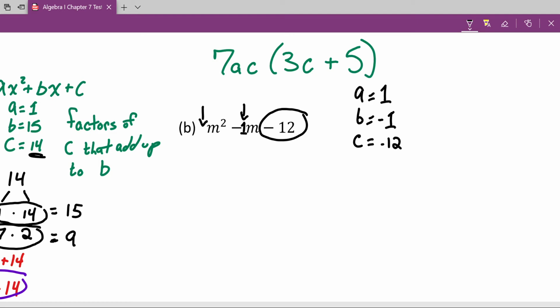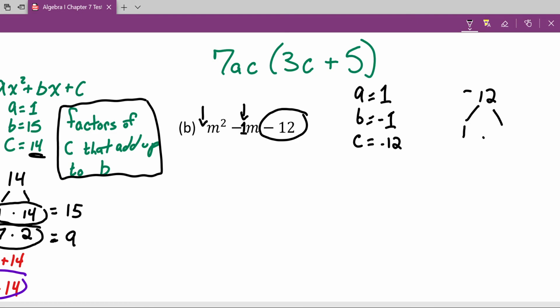The first thing I want to do is find the factors of C that add up to B. So the factors of C are actually going to be a little challenging. And the reason they're going to be challenging is because C is negative. -12 is going to have double the amount of factors. I'll show you why. So the first thing we could say is -12 is simply going to be 1 times -12, but it could also be -1 times +12. So I'm really going to have to do twice my work here.